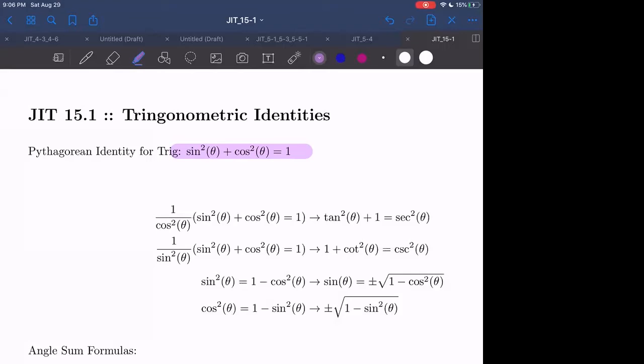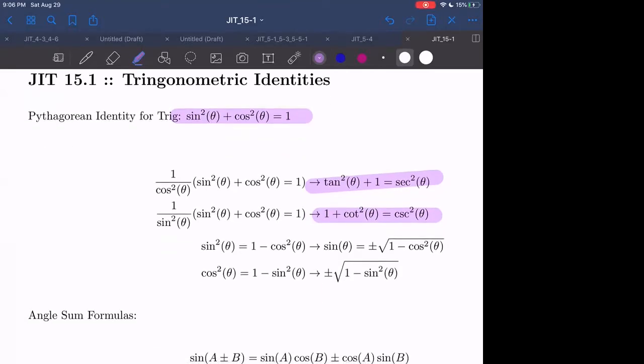Okay, so our first one, if we take this and multiply the whole thing by 1 over cosine squared, we get that tan squared plus 1 is equal to secant squared. Okay, and if we take our Pythagorean identity and multiply it by 1 over sine squared, we get 1 plus cotangent squared is equal to cosecant squared.